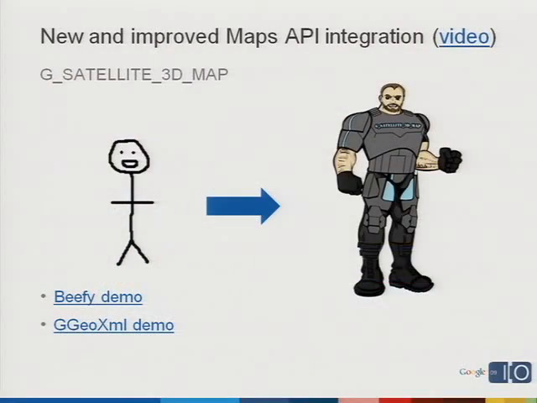So the left guy is the old version of G-Satellite 3D Map. The guy on the right is the new version. He's beefier. And if you look at the bottom, I have some demos for you. The first one is the beefy demo. Actually, first I'll show you a video, because the video is pretty stunning. And then I'll show you the live version.